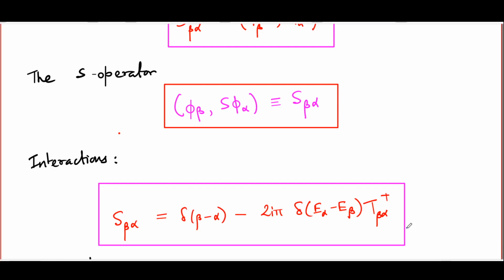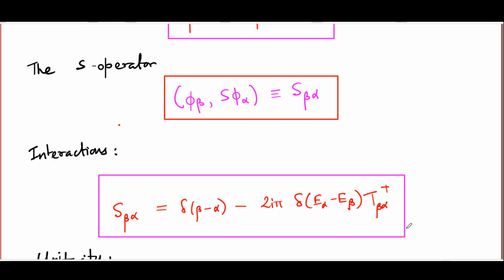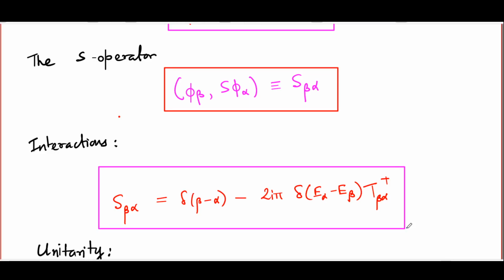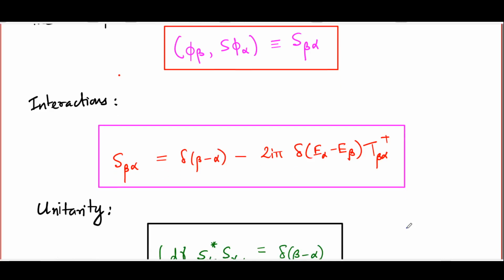Finally, we have also shown that the S matrix, being a matrix which transforms a complete orthonormal set of states, the in states, into another complete orthonormal set of states, the out states, must be a unitary operator, and that is embodied in these two equations.